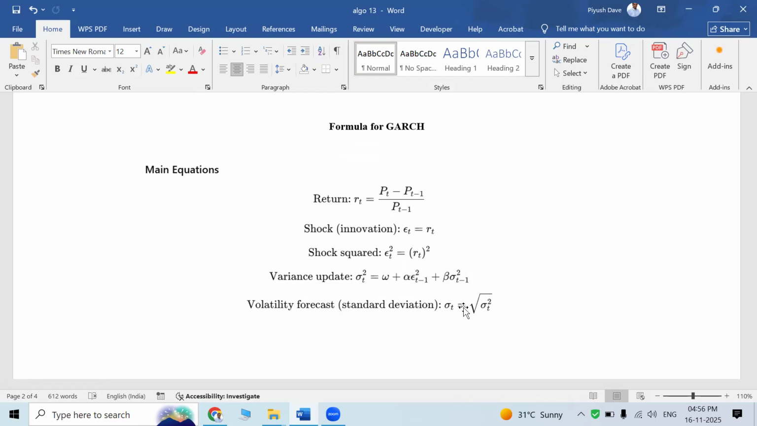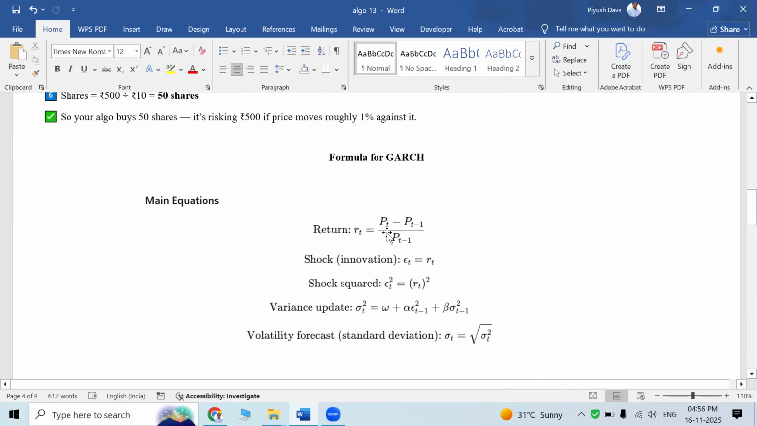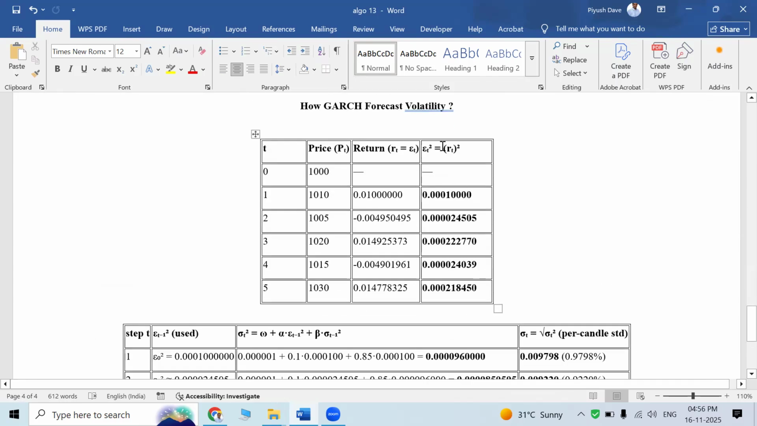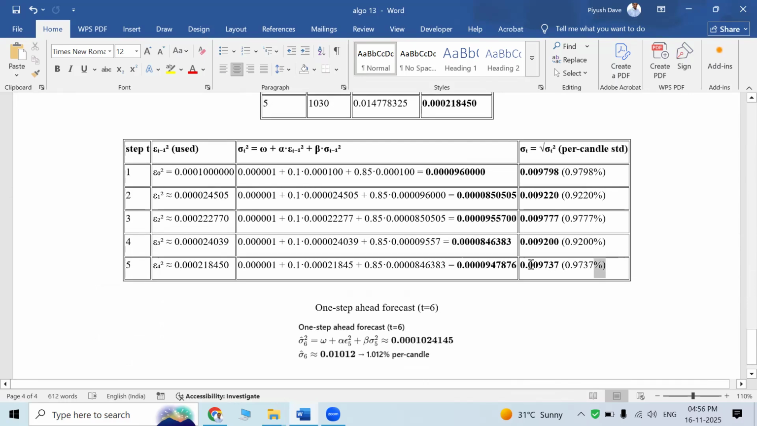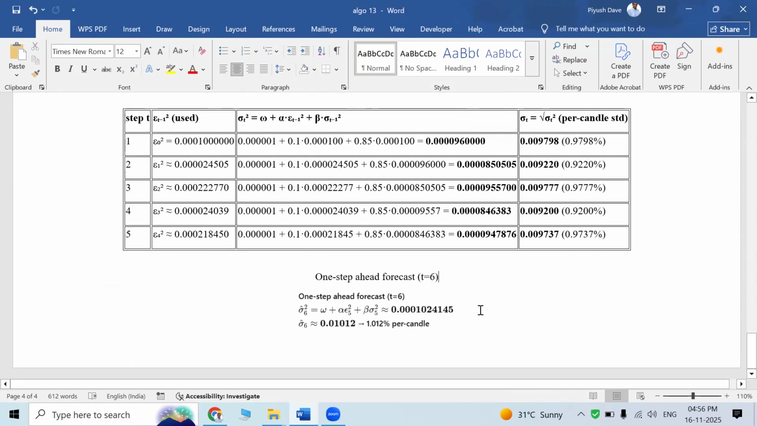First, RT will be calculated, ET will be calculated, ET square will be calculated, sigma T square will be calculated, and it will be done in an iterative pattern. Like here, we have taken 5 different readings, and for all 5 different readings, RT is calculated. Now from RT, the ET is calculated. From ET, the sigma T is calculated. From sigma T, the sigma is calculated. And once we get all the sigma T for 5 iterations, the 6th part is a forecast.